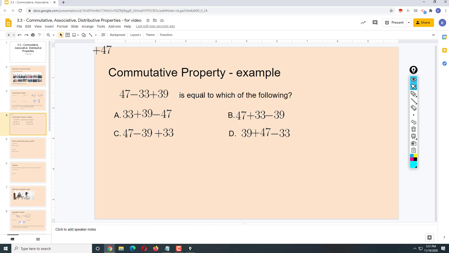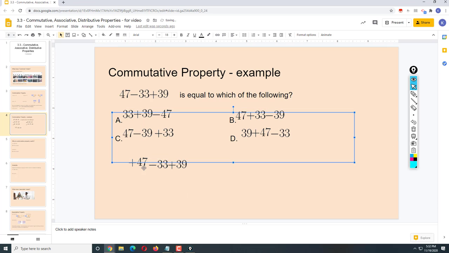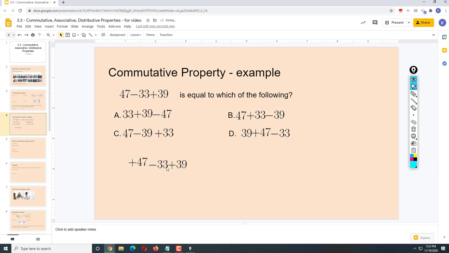So for example, 47 minus 33 plus 39 is equal to which of the following? Okay. Well, we have these three. We can actually move them around. Instead of 47, 47 is really plus 47. We have these ones. We can move them around, and our expression still works. For example, 47 plus 39 minus 33 is true. 39 plus 47 minus 33 is true. 39 minus 33 plus 47 is true.